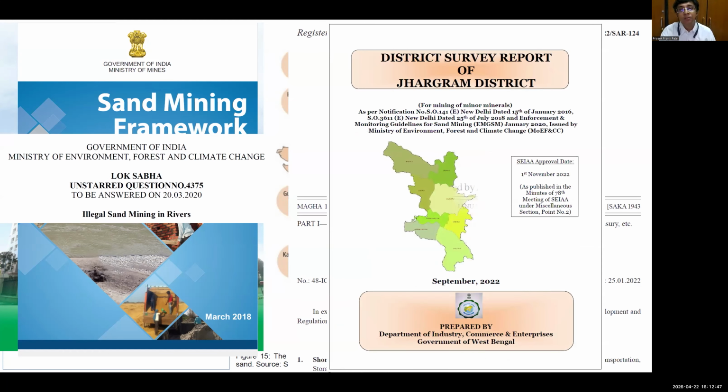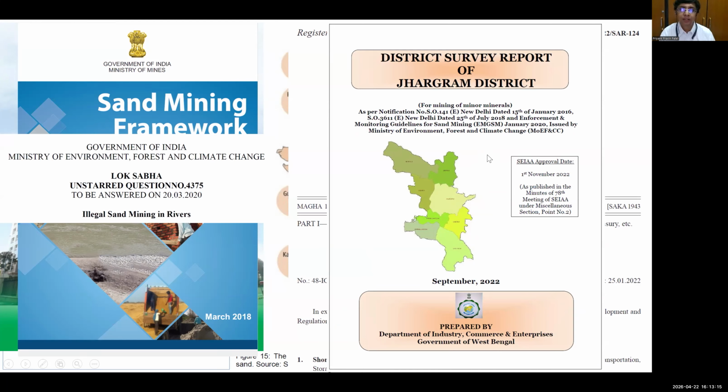And based on this, every district is required to prepare a report. And now this is uniform throughout India. Every district in India is required to prepare what is known as a DSR, or District Survey Report, which will document how much sand is there in the rivers, how much can be extracted, and not just sand but all other minor minerals, because sand is classified as a minor mineral in this country. So every state is required to prepare one such report for each of its districts.